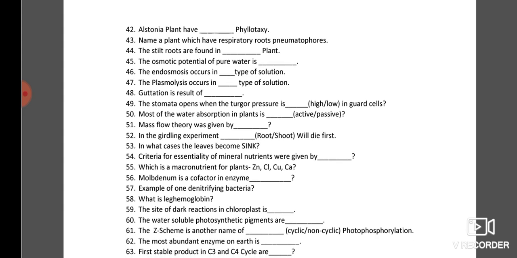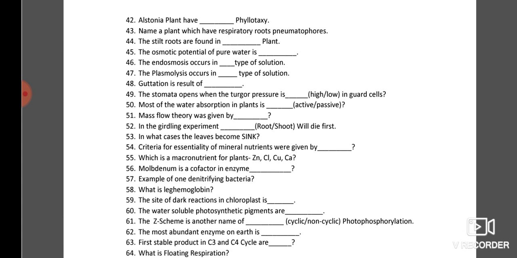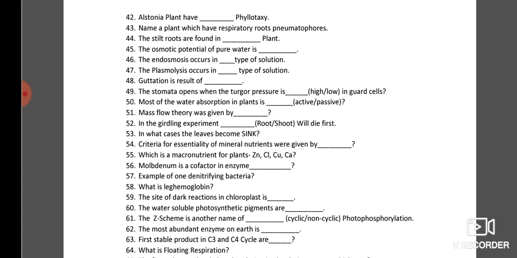Guttation is the result of active root absorption, or we can directly say root pressure. Whenever water absorption happens actively, that means by the expenditure of energy through the root cells, when root cells spend their energy to gain water from the soil, they generate a pressure that is called root pressure. So as a result of active absorption, root pressure is generated, and as a result of root pressure, guttation occurs. So the answer will be root pressure.